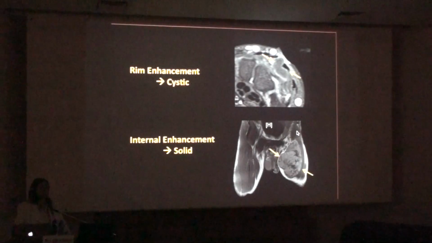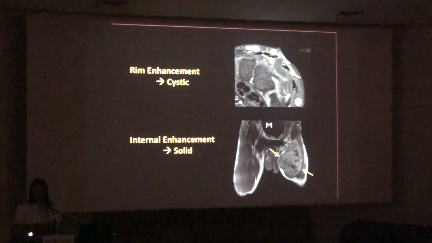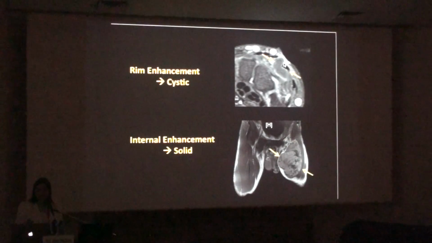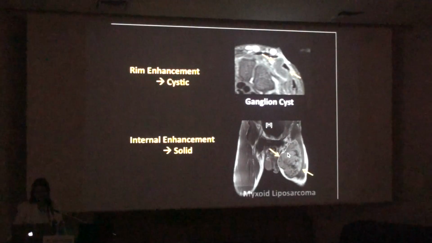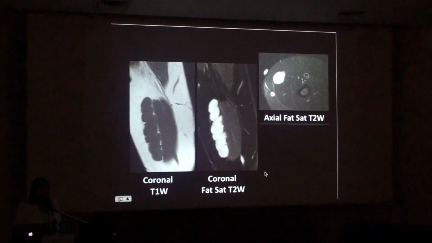So rim enhancement is telling us this is cystic, and I'm going to emphasize to you that you want to make a distinction between a thin rim of enhancement and a thick rim of enhancement, and then this internal enhancement telling us we've got a solid lesion. So our ganglion cyst versus a myxoid liposarcoma. So let's look at a few other lesions and see how this plays out.